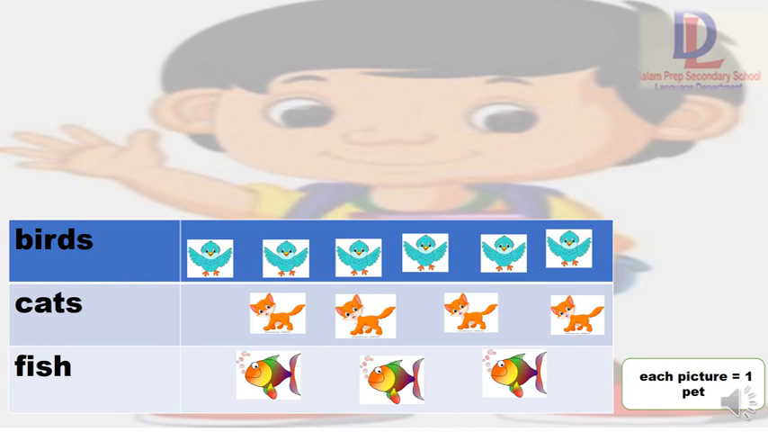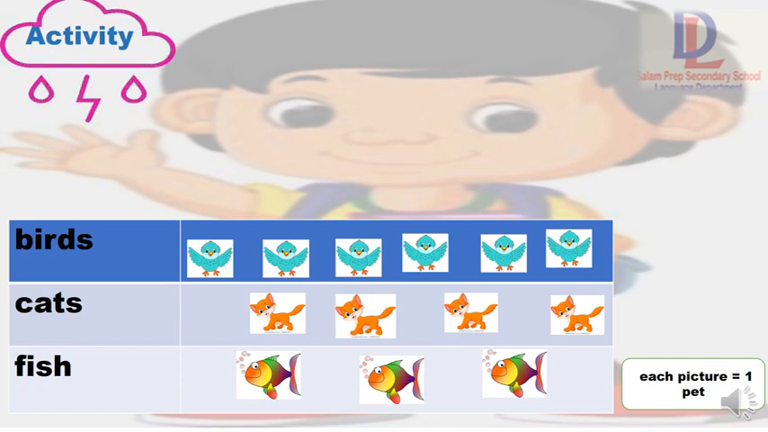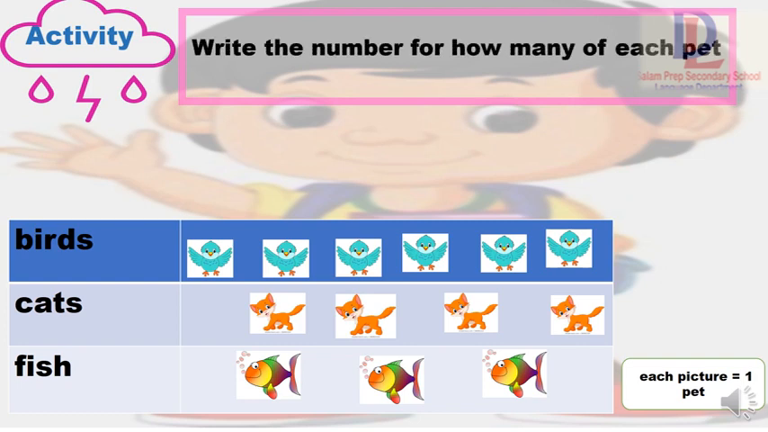Now, let's try to solve this activity. Write the number for how many of each pet. How many birds do you see in the picture graph? Let's count together. I have here 1, 2, 3, 4, 5, 6.